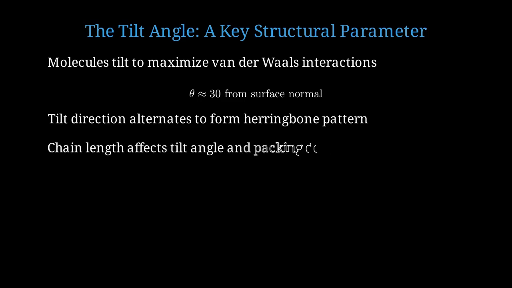The chain length affects the tilt angle. Longer chains generally have smaller tilt angles because the increased van der Waals interactions can overcome the geometric constraints. How do we actually measure these structures? Several powerful techniques exist. Contact angle measurements tell us about the terminal group chemistry.